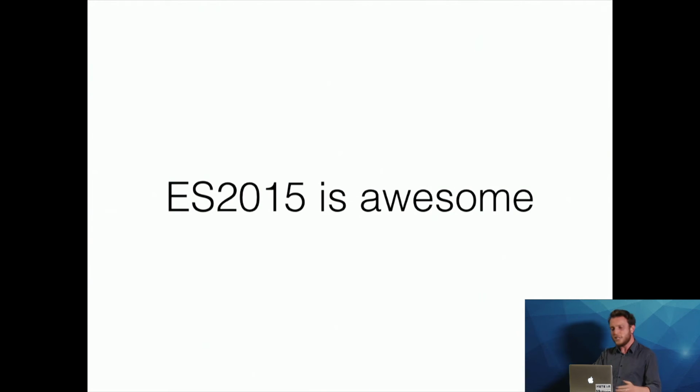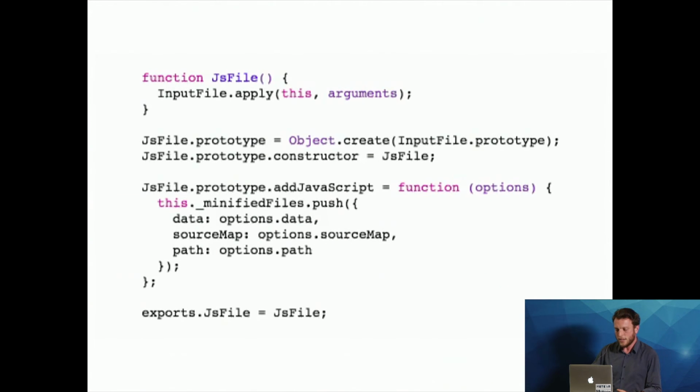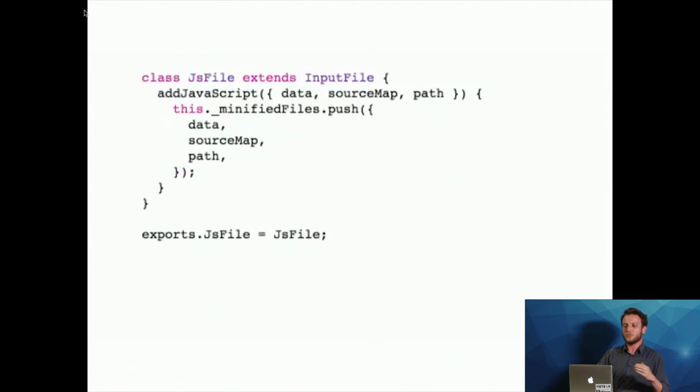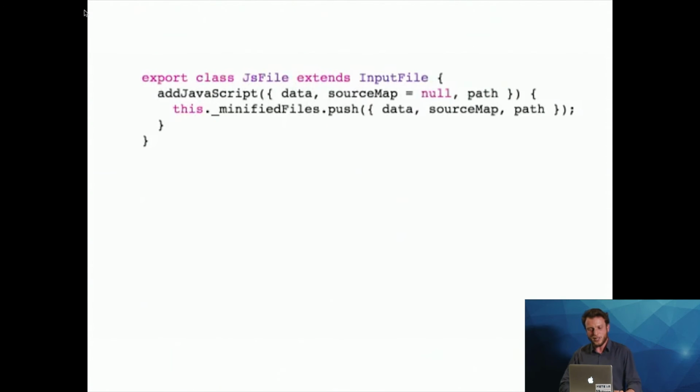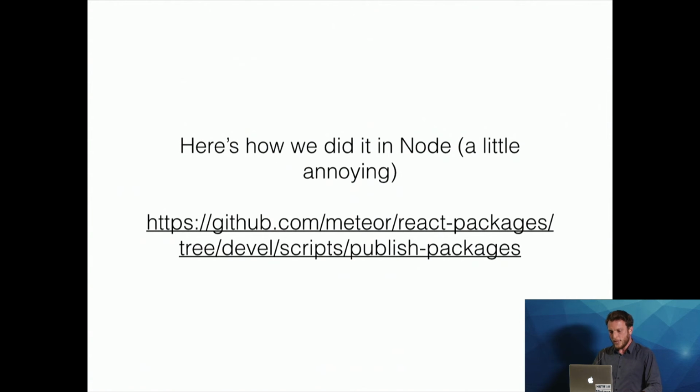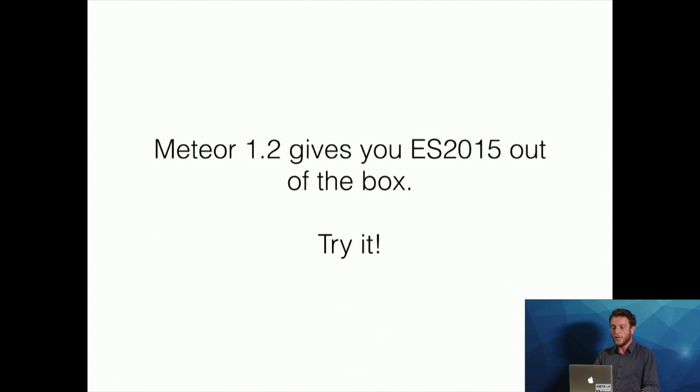So just to summarize, ES2015 is really, really cool. This is a quick example by my coworker Ben Newman showing how it took an original JavaScript file with regular JavaScript, or ES-whatever, 1999, and turned it into ES2015. It's that much shorter and more clear. And shell scripting with ES2015 and Fibers is really awesome, and I think it's just the best way to write shell scripts these days. In Node, if people care how we wrote this actual script, this is in the React Packages project under scripts, publish packages. It's a little annoying to set up in Node. In Meteor, you just get it out of the box. So you just start using Meteor and you have ES2015 available immediately.